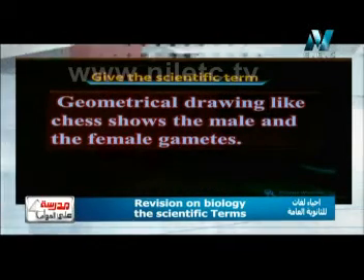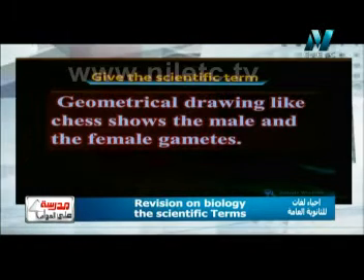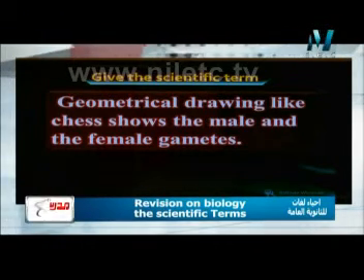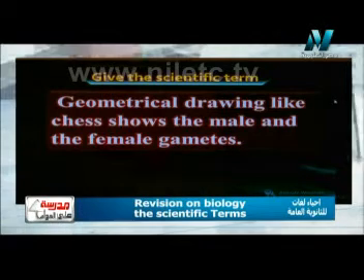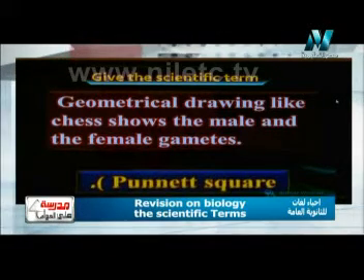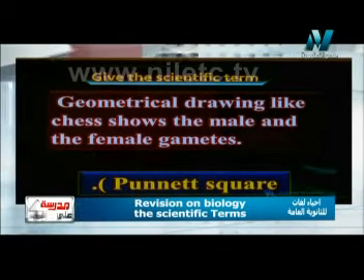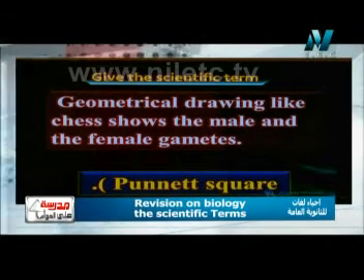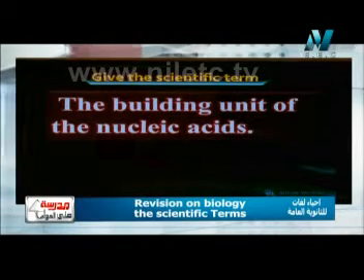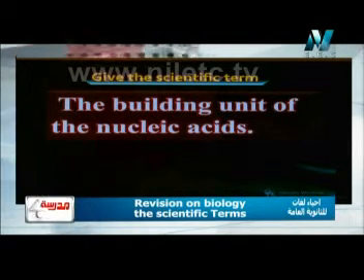Geometrical drawing like chess shows the male and the female gamete. That is the drawing of the Punnett square. The Punnett square shows the male and the female gamete, and the offspring produced as a result of the crossing.